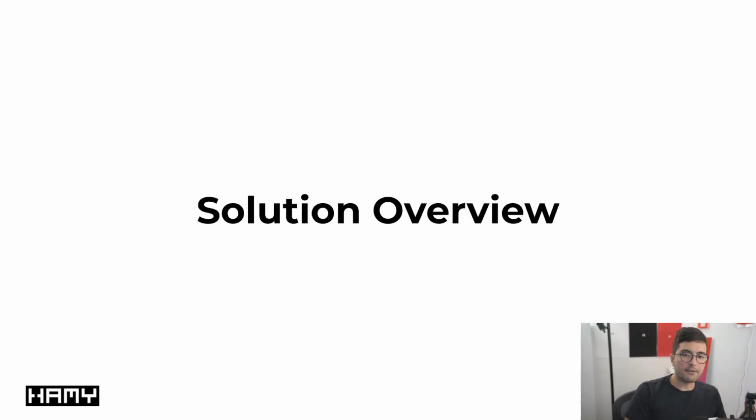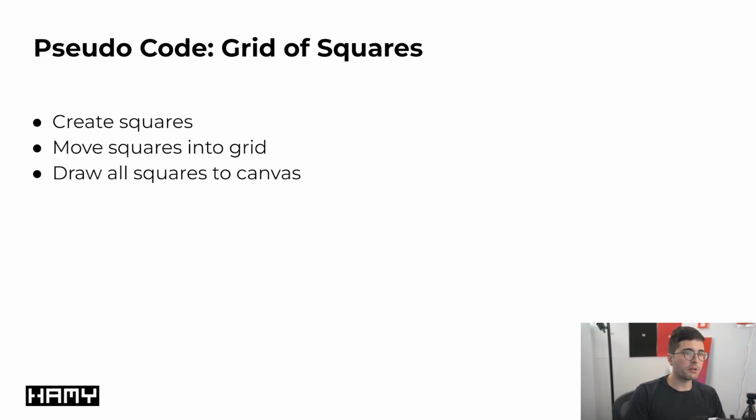All right, so first, high-level solution overview. I like to always start with pseudocode because if you don't know what you're trying to build, then it's basically impossible to code it well. What we're trying to do is do a grid of squares, so no matter what library or language we use, we basically have to do these things. We have to create some squares, we have to move those squares into a grid, including calculating how that actually looks, where should they go, and then we have to draw all those squares to the canvas so it actually appears on whatever we're visualizing this into.